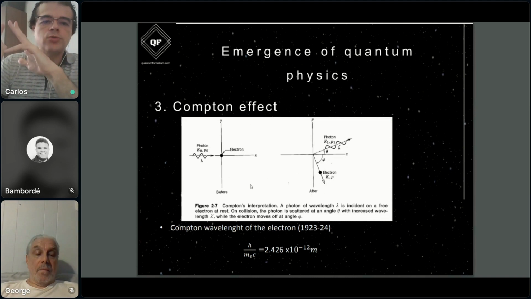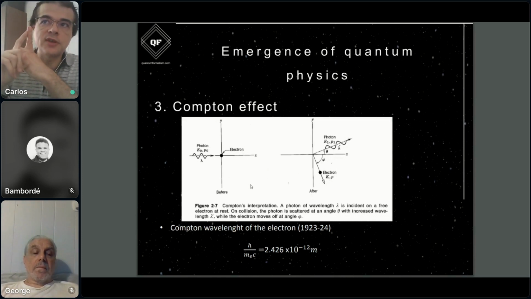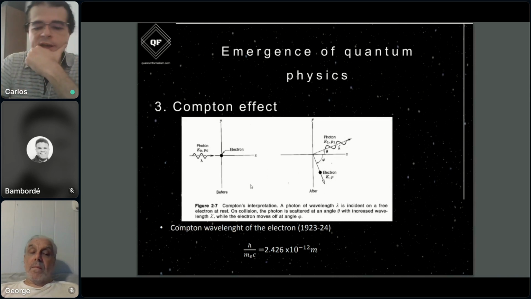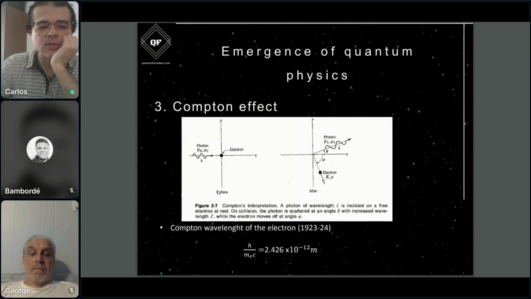So okay, so far we can think of light like a quantum of energy to explain the black body radiation, to explain the photoelectric effect. And now we also see that light could behave as a particle. So we have the wave-particle duality for light. Einstein suggested this in 1916, but the experiment was about 1923, 24.